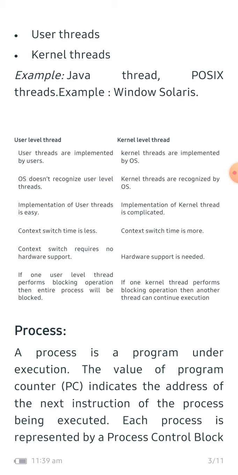If one user level thread performs a blocking operation, then the entire process will be blocked. But in kernel level threads, if one kernel thread performs a blocking operation, then another thread can continue the execution.